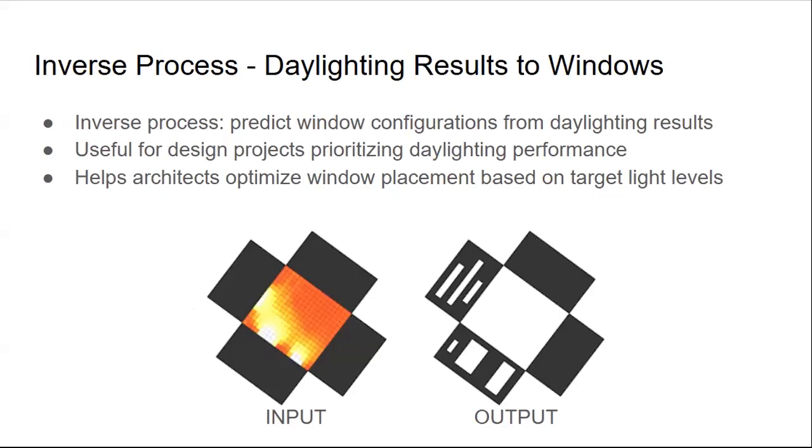Now let's talk about the inverse process. This allows us to predict window configurations based on the desired daylight results. As you can see here, we are using the daylight result in the specific rooms with specific dimensions and the directions as input. And the output is this result with openings that can result in this daylight performance. So an architect could input their target daylight EMAP first, and then our model could suggest the optimal window placements to achieve those results. This is especially useful for projects that prioritize daylighting performance.